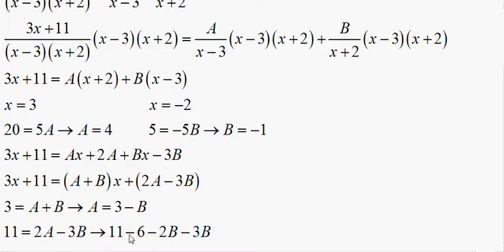Oh, that should have been an equal sign, not a minus sign. That's why I went wrong. Okay, so we have 11 equals 6, and then this turns into minus 5b, and then you bring the 6 over and you get 5, and then we once again get b equals negative 1, and then you plug in negative 1 here and you get a equals 4 again.